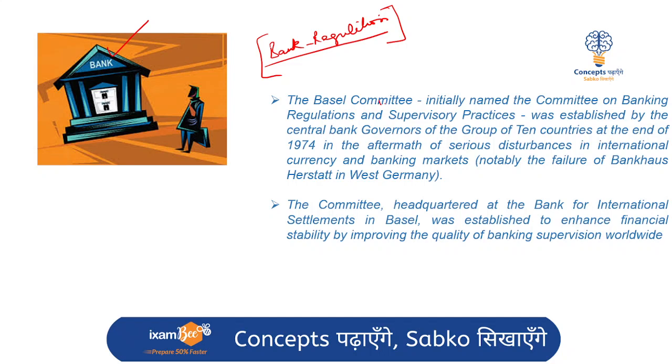For this, the BASEL committee, initially named the Committee on Banking Regulations and Supervisory Practices, was established by the Central Bank Governors of the G10 nations at the end of 1974, and the trigger point was the failure of Herstatt Bank in West Germany. This committee, headquartered at the Bank for International Settlements in Basel, was established to enhance financial stability by improving the quality of banking supervision worldwide. So international harmonization of the capital standards needed to be undertaken by the various member countries.